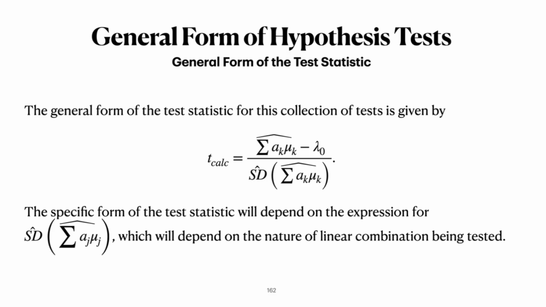The general form of the test statistic for this collection of tests will be denoted by tcalc, and in general, it's going to be the ratio of the difference between the estimated value of the linear combination and the hypothesized value, lambda sub 0, divided by the estimated standard deviation or standard error of the estimator of the linear combination itself. The specific form of the test statistic, and in particular the denominator, will depend on the expression for the estimated standard error of the point estimator for the linear combination, which will depend on the nature of the linear combination being tested.